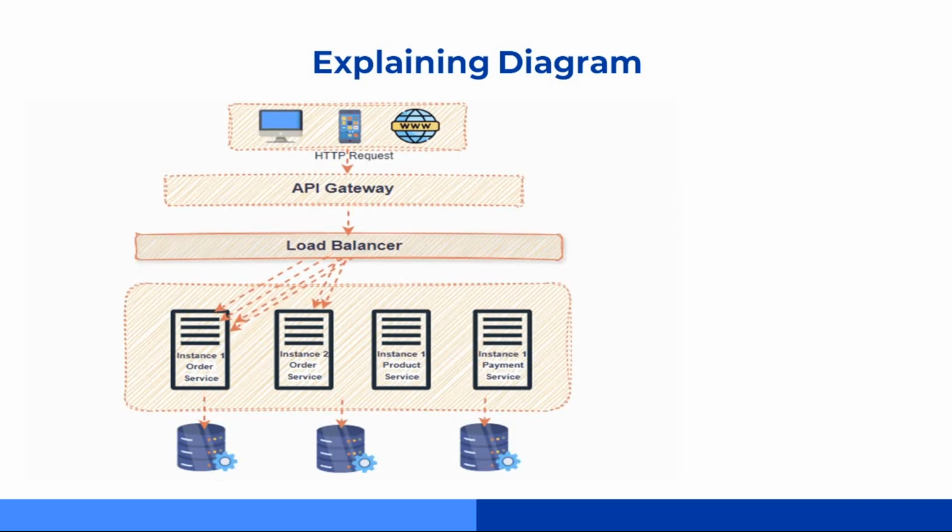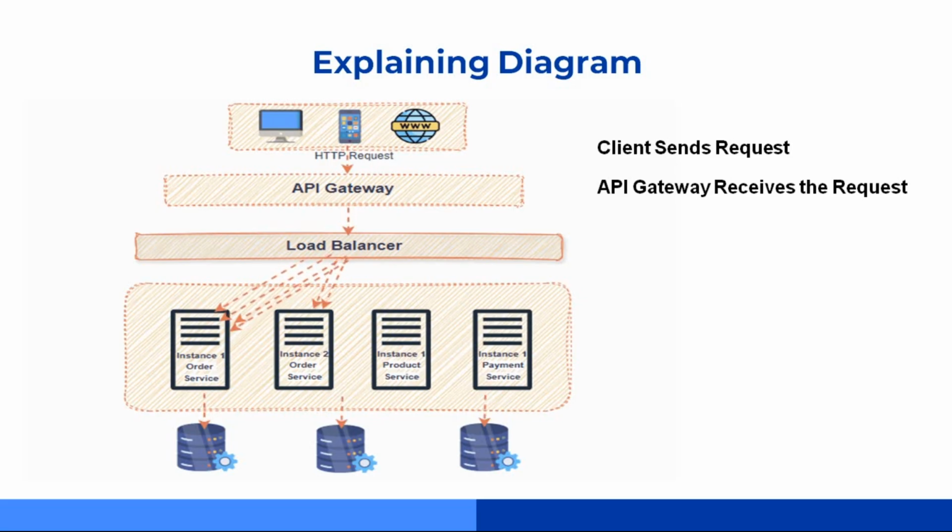Alright, now let's take this diagram nice and easy, step by step, and really see how load balancing works, especially with multiple order service instances. 1. Client sends request. So first the user sends an HTTP request to interact with our services. 2. API gateway receives the request.